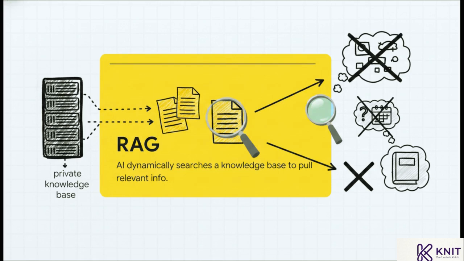So we start the upgrade phase of our build framework by giving them a library. We do this through Retrieval-Augmented Generation, commonly known as RAG. Instead of crossing your fingers and hoping the AI somehow remembers your company's specific vacation policy from its general training, or trying to stuff your entire massive employee handbook into a single prompt, RAG acts like a highly intelligent filing system. The AI dynamically searches your private knowledge base, pulls out only the relevant paragraphs, and uses that exact specific information to answer the question.